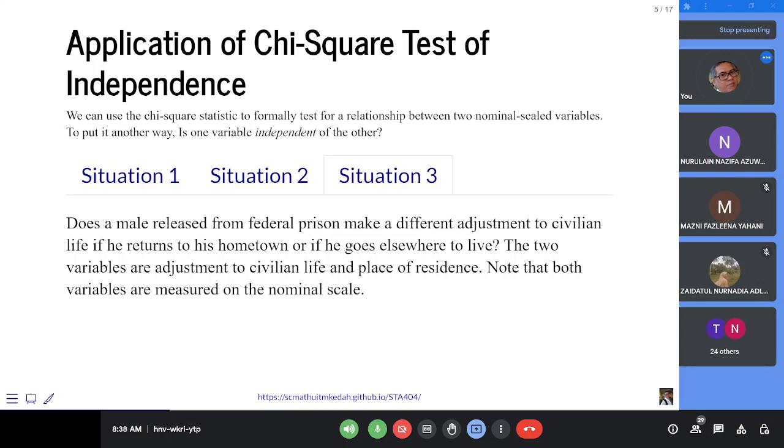Alright, so note that both variables are measured on the nominal scale. So these are the three situations whereby you can apply chi-square test of independence. Okay, any questions so far? Okay.